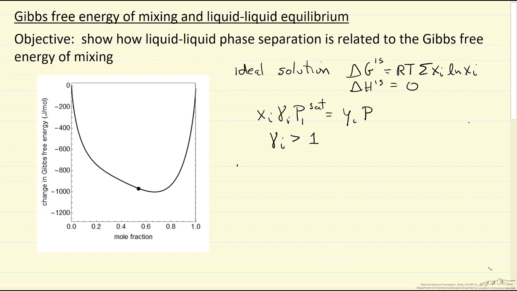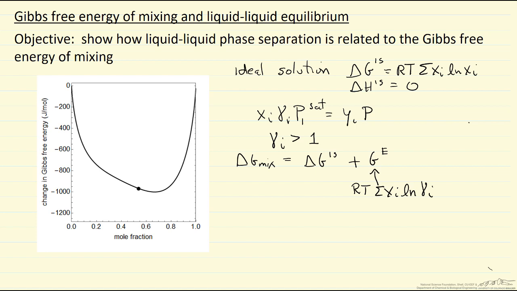So delta G of mixing for a real solution has the ideal solution term and another term that we call the excess Gibbs free energy, and this excess Gibbs free energy is RT times the sum of x_i log gamma_i. Since gamma_i's are greater than 1, this is a positive term, and if this term becomes positive enough, we can get to the point where we have phase separation.